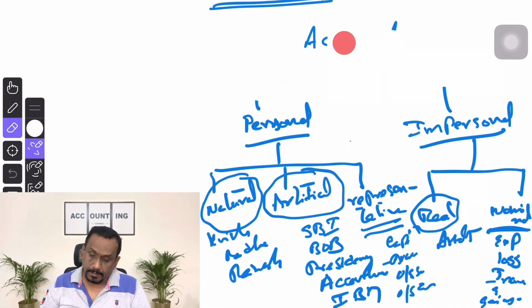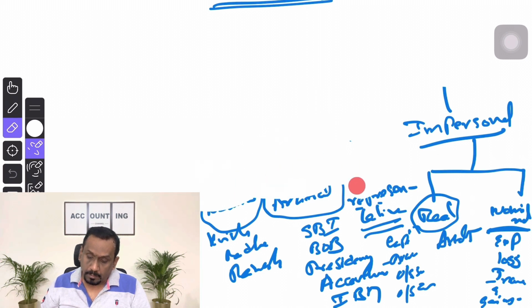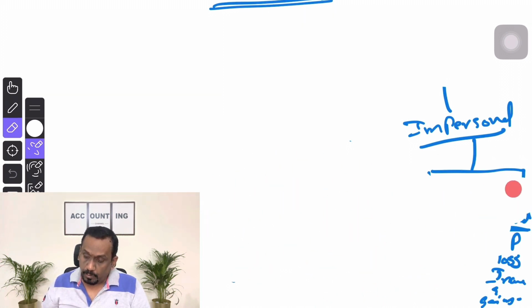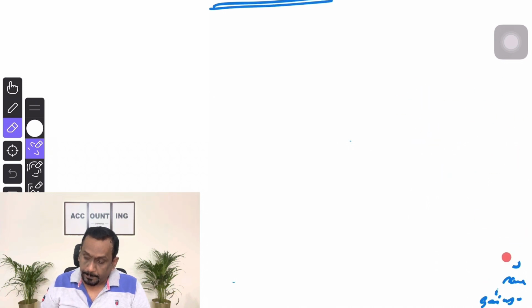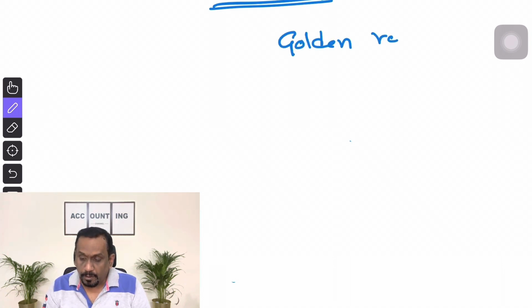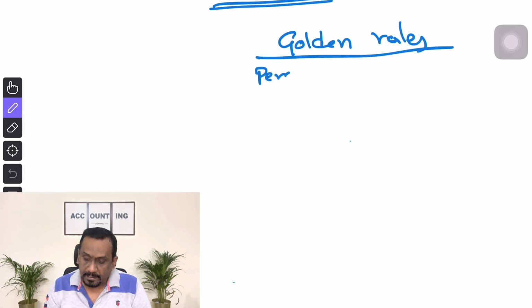Clear? Right. Then we will talk about the golden rules, and once we talk about the golden rules, we can get into the journal template, and then we will start working on journal entries. Right? Golden rules. What do you mean by golden rules? You have a personal account, you have a real account, you have a nominal account, right?